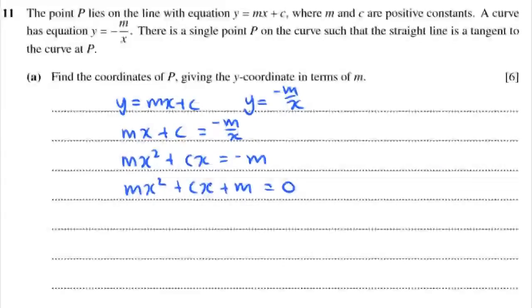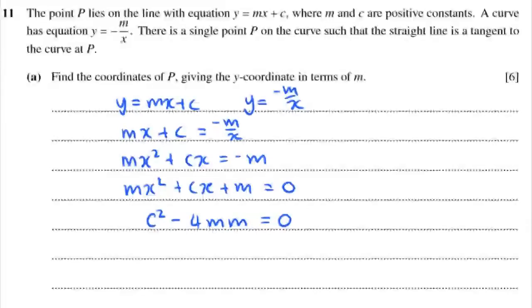Okay, so it is a quadratic, but we only want one point of intersection. And we can check to find when there is only one point of intersection: when the discriminant is 0. The discriminant is b squared minus 4ac. So we're going to make b squared minus 4ac equal to 0. So b squared is c squared, minus 4 times m times m. a is m and c is m. And that has to equal 0 for there to be only one point of intersection.